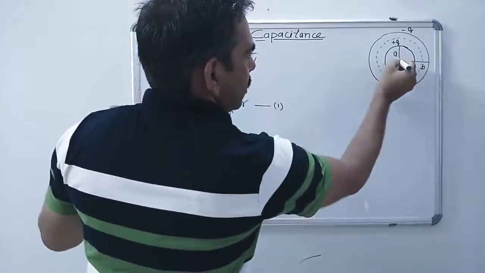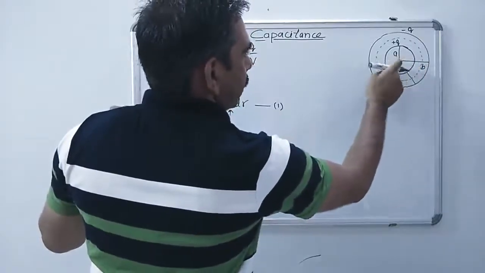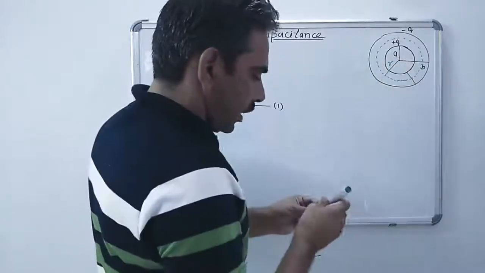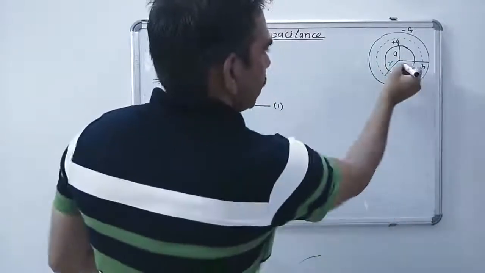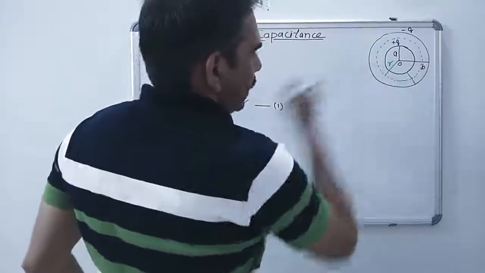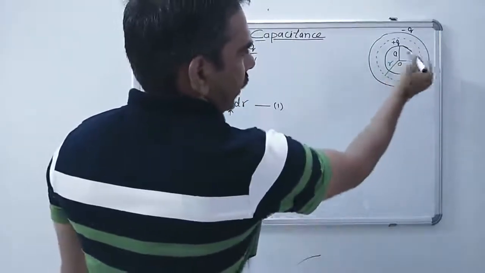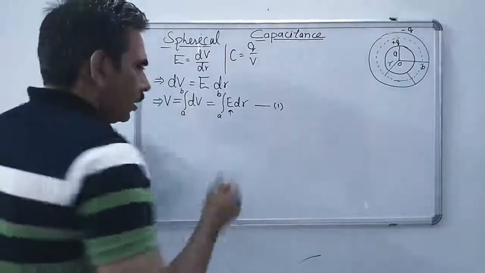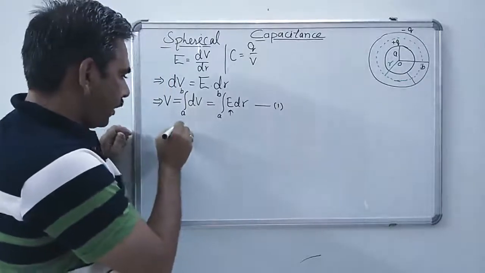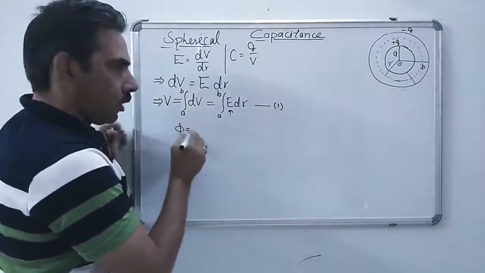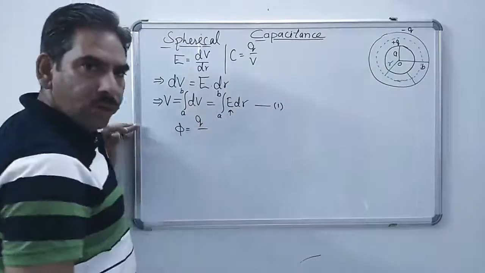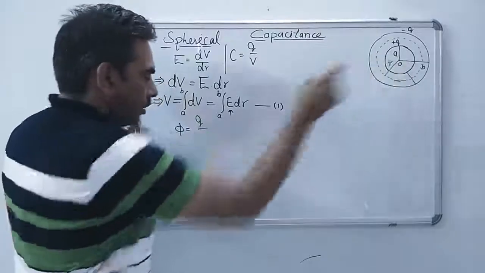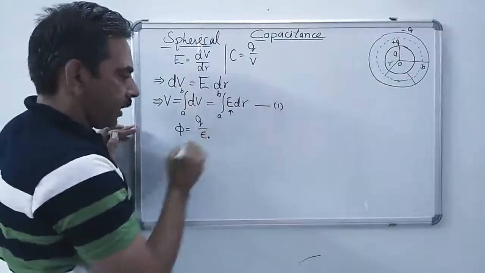And the radius that we take here, suppose it is r. The radius of the Gaussian sphere is r, right? So what is the electric field due to this inner sphere through this Gaussian surface? We can find it by using Gauss law. Gauss law simply says that the total flux through the Gaussian surface is equal to the charge enclosed by the Gaussian surface, divided by epsilon naught.